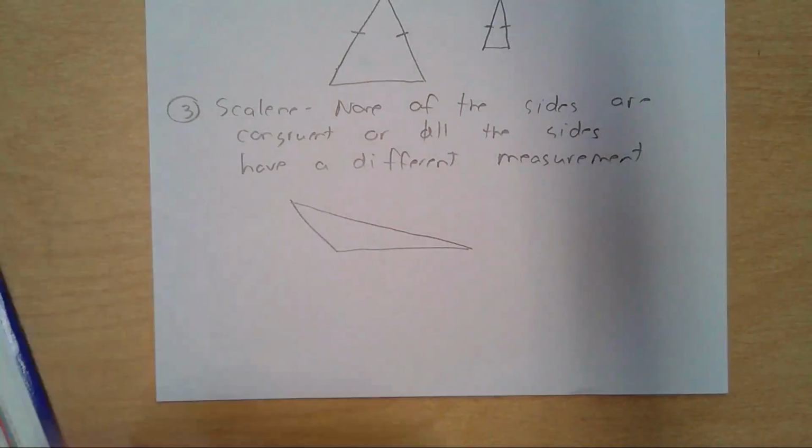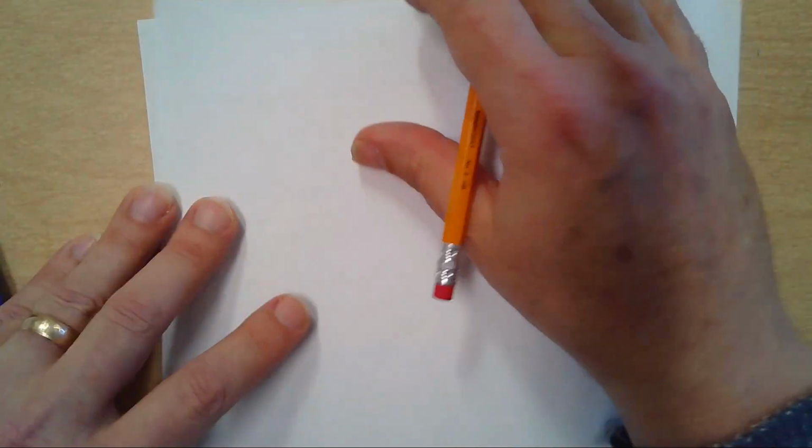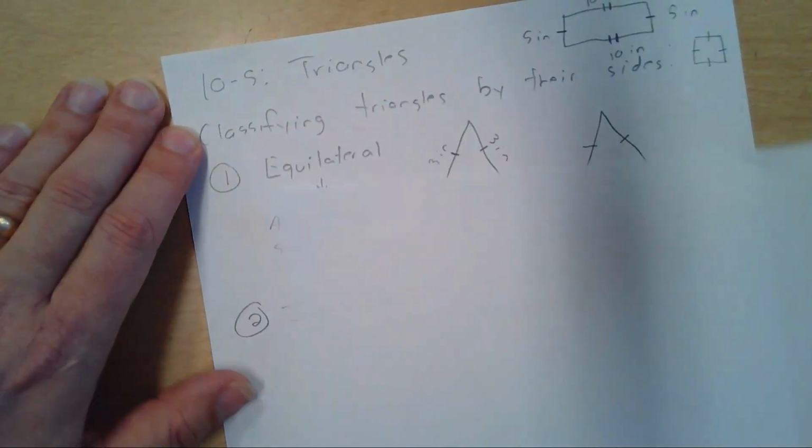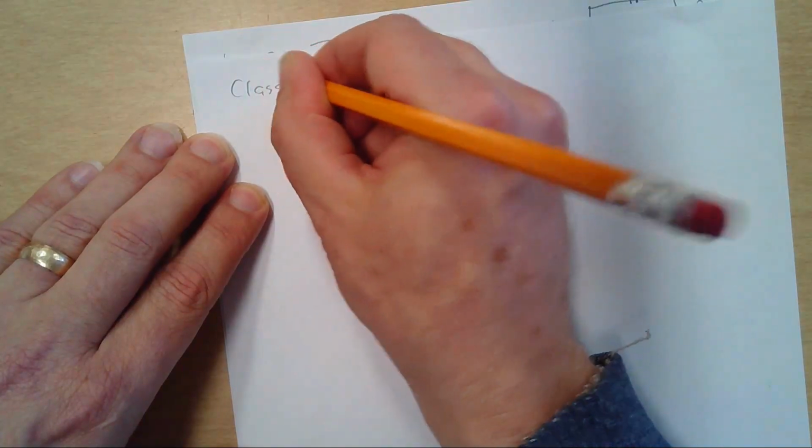So now, shifting gears here, we can certainly classify them by sides, but triangles can also be classified by their angles. Once you get into 7th grade, you'll classify them both ways all at once. So we'll talk about that in a minute here. So the 3 parts, classifying triangles by their angles.